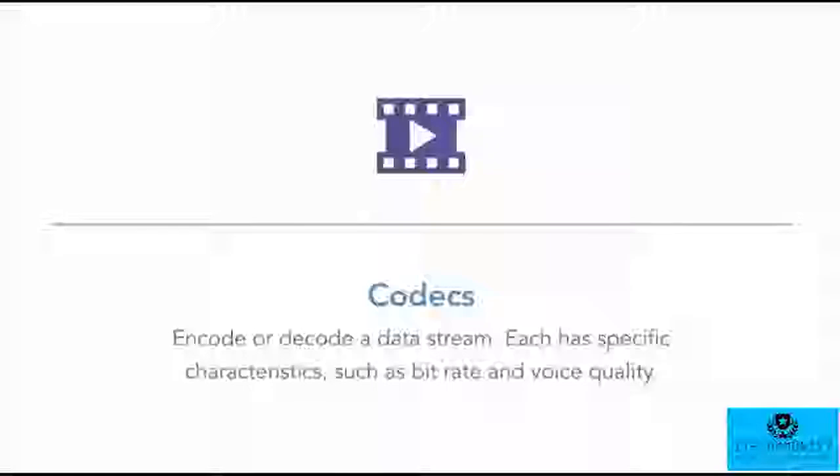In order to transport streaming media such as telephony and video teleconference applications over IP networks, multiple protocols are involved to provide setup, communication control, and data transport, and include RTP, Megaco, SIP, and H.323. Codecs encode or decode a data stream to remove redundancies and improve transmission speeds. There are various codecs. Each has specific characteristics such as bit rate and voice quality.